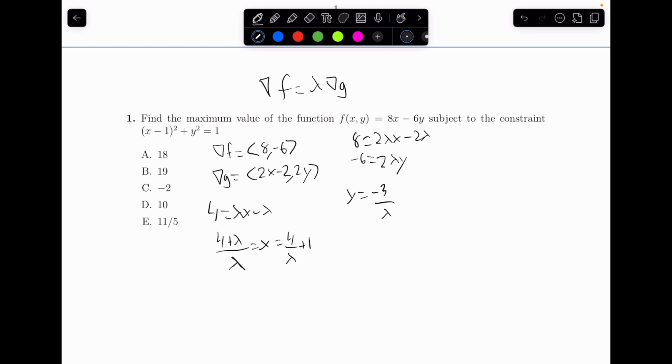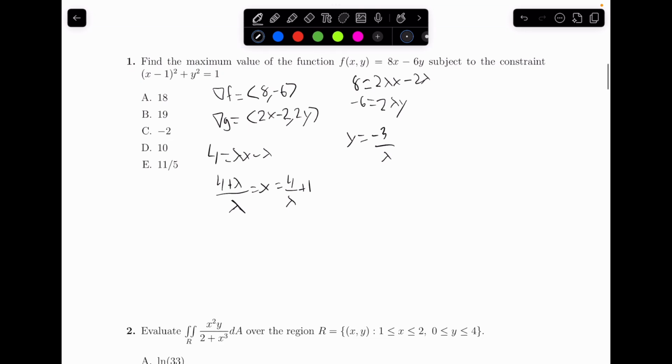All right, so let's plug our x and y into our constraint. We're going to get 16 over lambda squared, because the 1 cancels out, plus 9 over lambda squared. That's equal to 1, so that's 25 over lambda squared equals 1. Therefore, lambda equals plus or minus 5. So we have the value of lambda, but we're not done yet. We have to find the actual maximum.